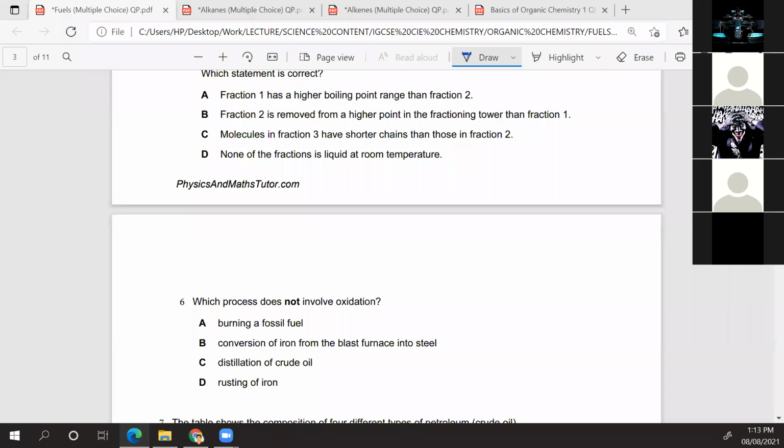Coming on to the fifth question, I'm giving you 1 minute to solve this question. Which process does not involve oxidation? So answer is distillation of crude oil. Rest all, A, B, and D, require oxidation.